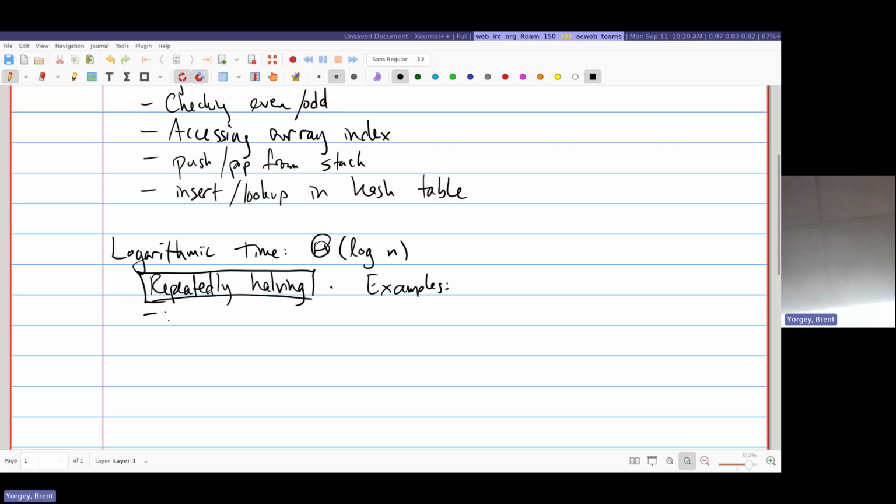A binary tree. So doing what? Accessing a binary tree. Yeah, looking up in a binary search tree. I guess really there's an asterisk that it has to be a balanced binary search tree. If it's unbalanced, like if you just get a big chain going off to one side, that's not log time. Okay, what else takes log time?